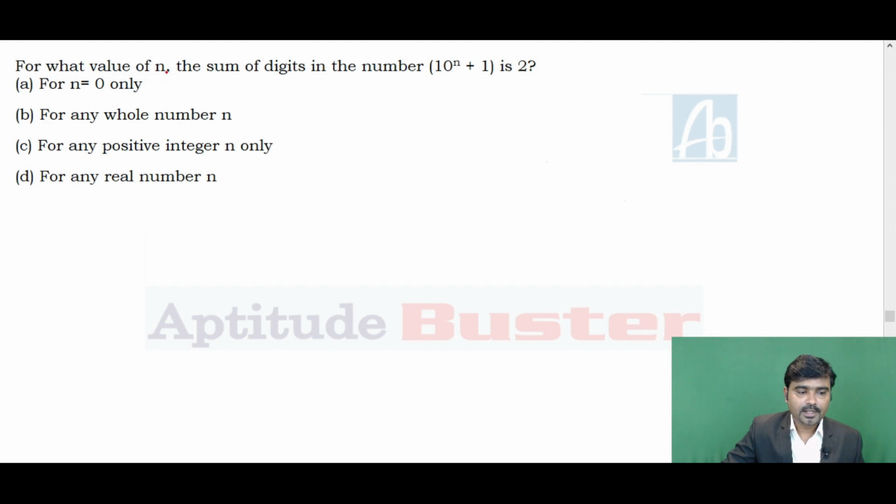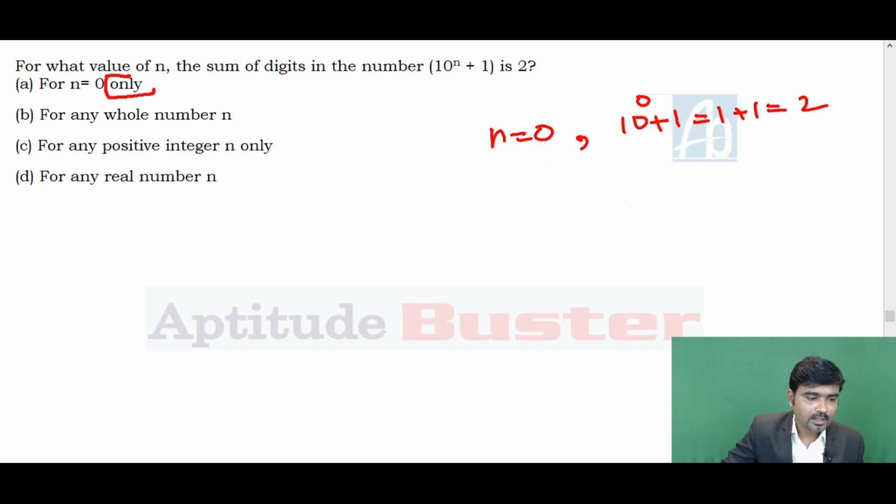For what value of n is the sum of the digits in the number 10 power n plus 1 equal to 2? The first answer choice is n equal to 0 only. Now I will choose n equal to 0. Here, 10 power 0 plus 1. 10 power 0 is 1. 1 plus 1 gives you 2. Okay. Here in this one it's given only n equal to 0, so I need to check one more number.